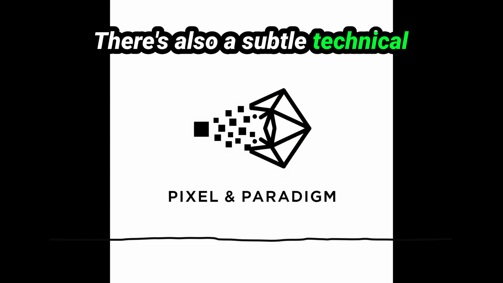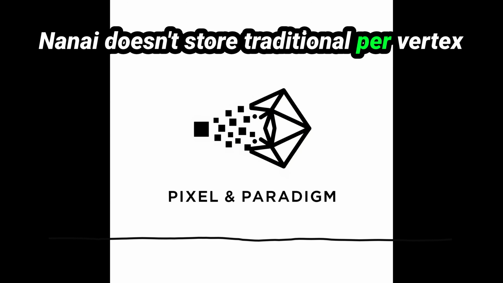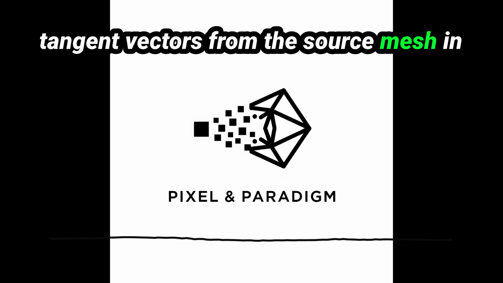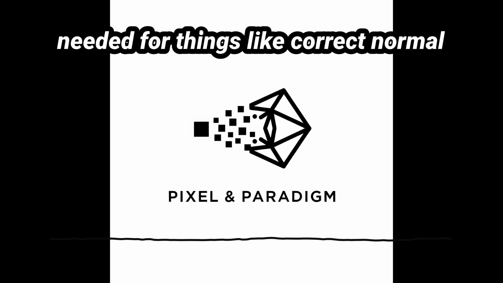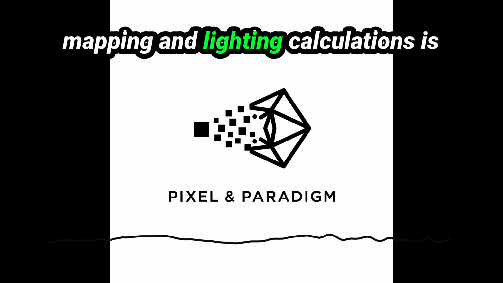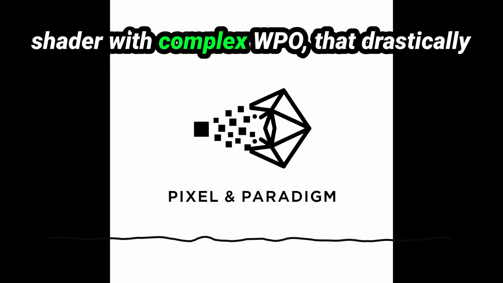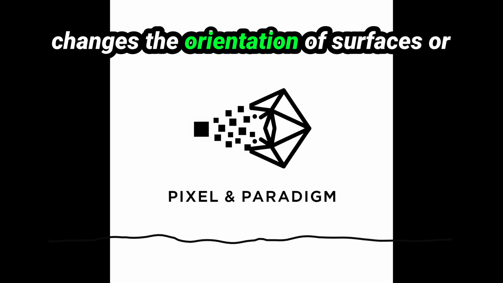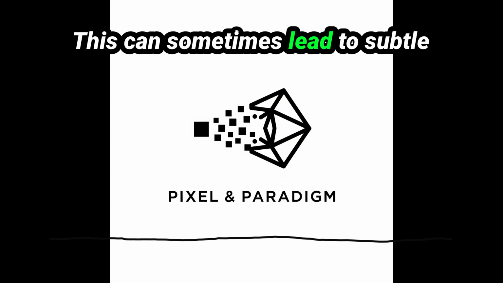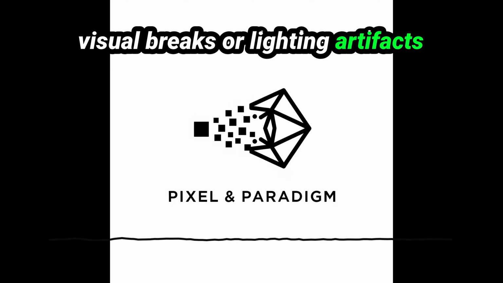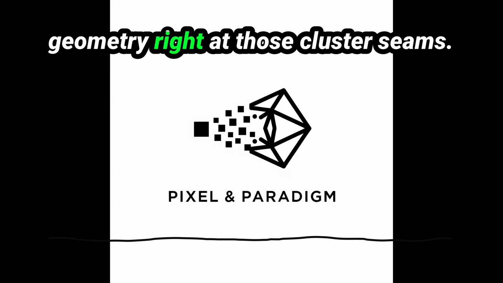There's also a subtle technical detail related to tangents. Nanite doesn't store traditional per-vertex tangent vectors from the source mesh in its highly compressed internal format. Tangent space information, which is needed for things like correct normal mapping and lighting calculations, is instead derived mathematically in the pixel shader. With complex WPO that drastically changes the orientation of surfaces or edges between adjacent Nanite clusters, this can sometimes lead to subtle visual breaks or lighting artifacts where the derived tangent space doesn't perfectly match the deformed geometry right at those cluster seams.